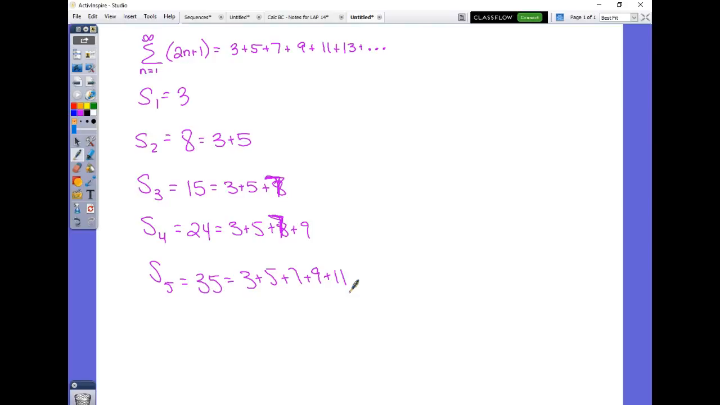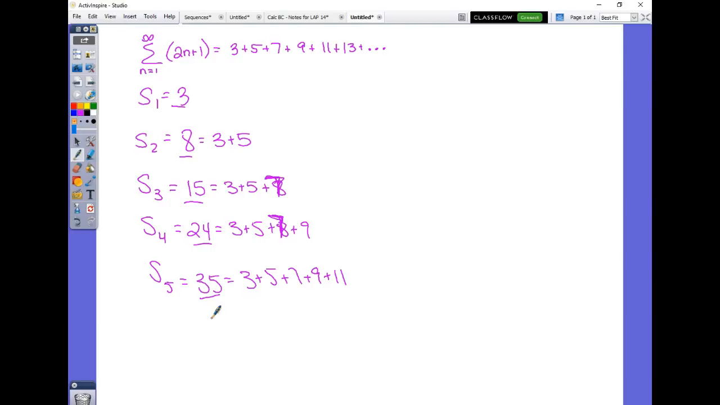Now take a look at these partial sums. The partial sum of 1 is 3, 2 is 8, 3 is 15, 4 is 24, 5 is 35. What do you notice about these numbers? Converge or diverge? Why do you think they diverge? Yeah. And does it make sense that if I add a 6th, that will increase by an even larger value, and then a larger value, and then a larger value? So take a look. What do you notice?